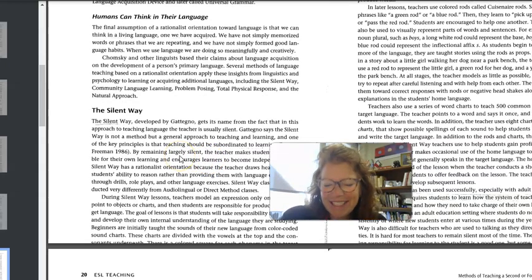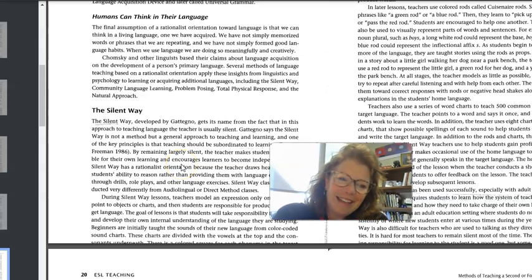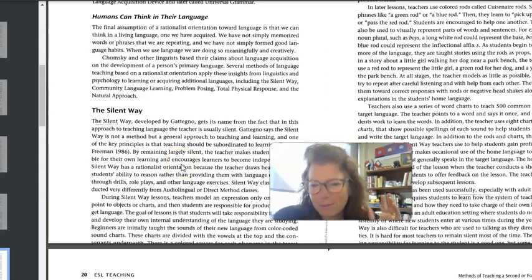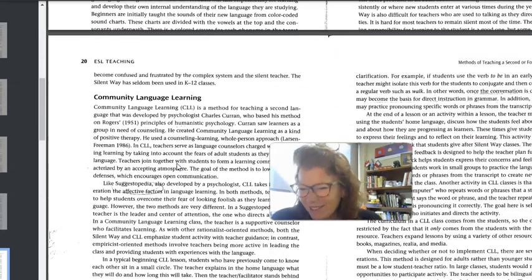We used this in the early 90s. We don't really use it anymore. It's interesting. Read it. I met Catenu's wife, so read it, but you don't really need to know it. These are just methods. Community language learning, CLL. We don't really use it anymore.